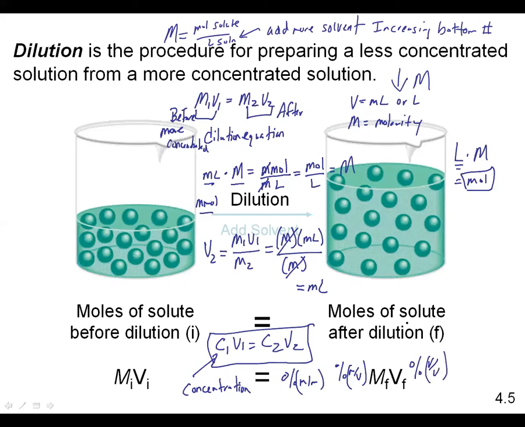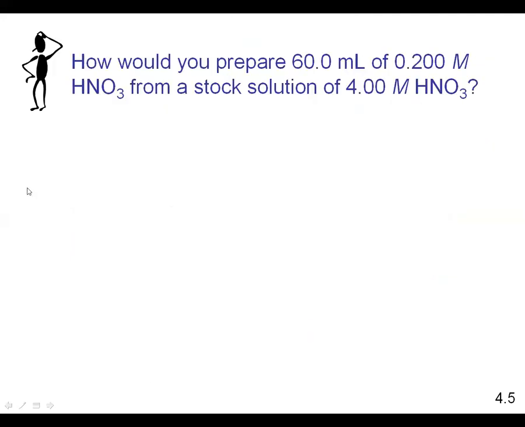But probably 9 times out of 10 it will be, because again, that is the most common unit of concentration that we have. So why don't you calculate this? How would you prepare 60 milliliters of a 0.2 molar solution of nitric acid from a stock solution that is 4 molar? So take a minute or two and figure out how you would make that solution.